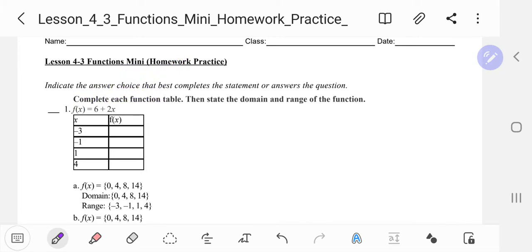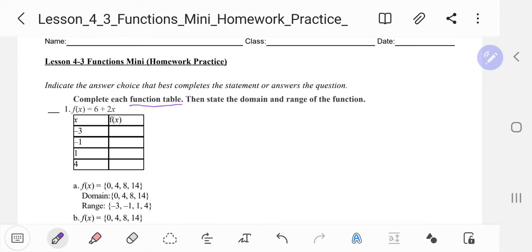Okay, guys, we worked on functions and we've been talking about what functions are. Well, relations are sets of ordered pairs. And functions are a special type of relation in which the domain values, or x values, are paired with exactly one member of the range. All right, so we talked about all that, and we also threw in this idea of a function table.